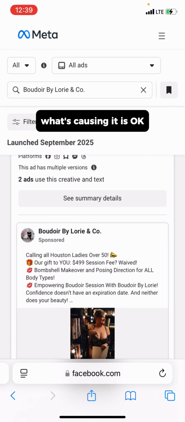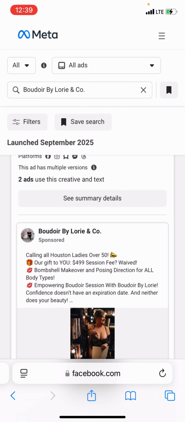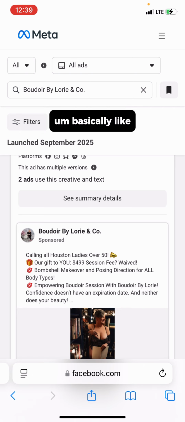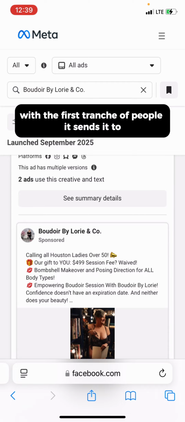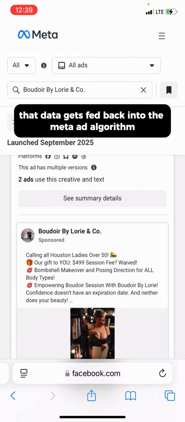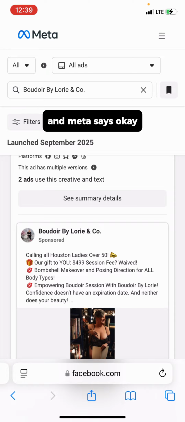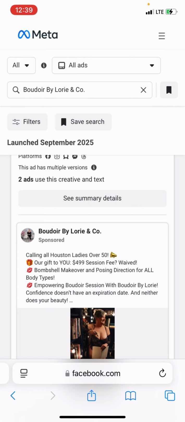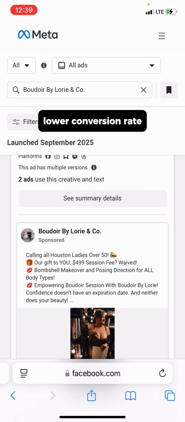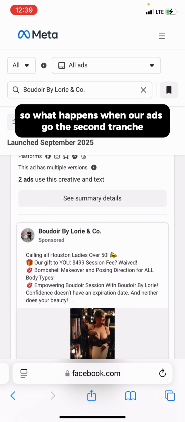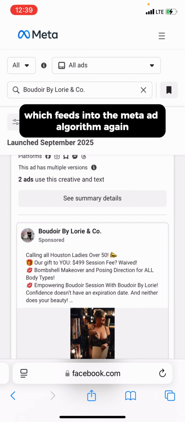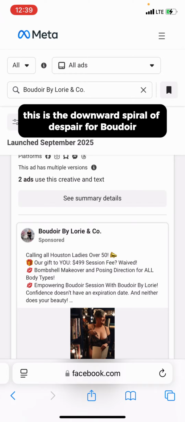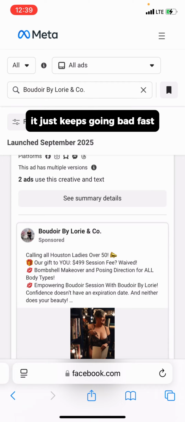What's causing it is these 10 mistakes I'm going to talk about today. They result in low initial metrics and results for the ad with the first tranche of people it's sent to. That data gets fed back into the Meta ad algorithm, and Meta says, okay, bad user experience, bad ad, so the next tranche of people we send it to is going to have a generally lower conversion rate. So the second tranche gets even lower results than the first, which feeds into the Meta ad algorithm again. This is the downward spiral of despair for Boudoir Facebook ads. When it starts out bad, it just keeps going bad fast.